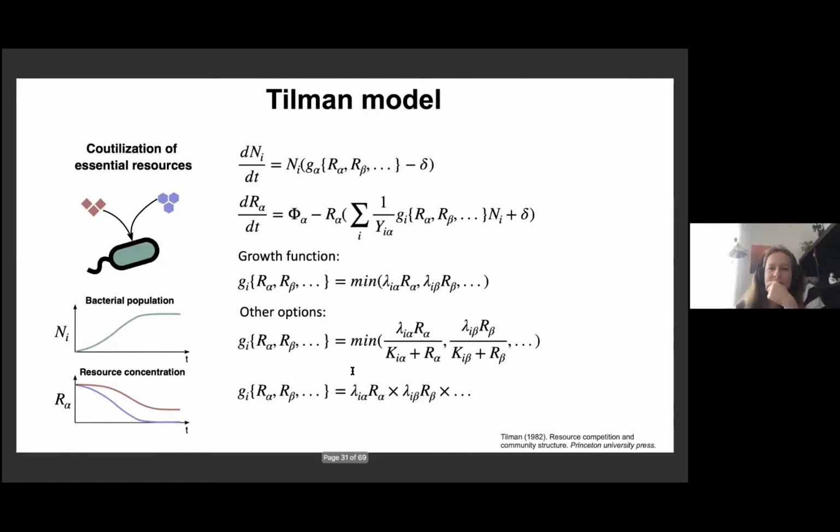Basically, there are some other growth forms that you can encounter in those papers. One is this multiplicative one. Another is this Monod style with saturation.